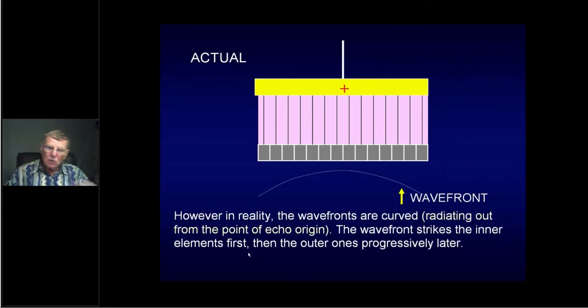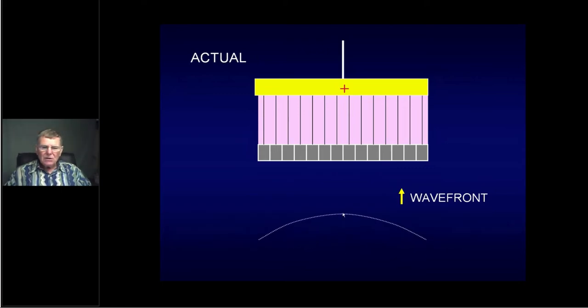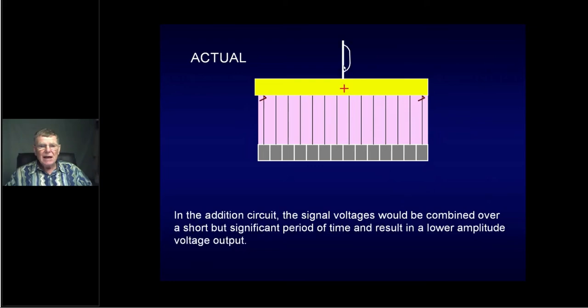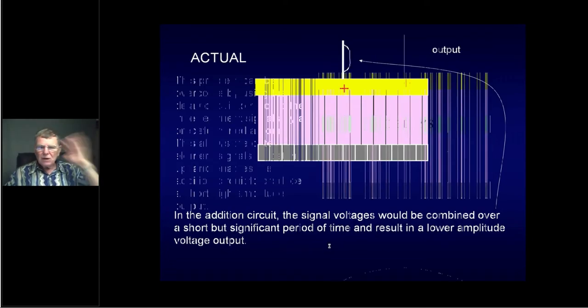Unfortunately, when an echo comes back from a point source in a patient, the wavefront radiates out in this curved fashion. So the wavefront of an echo is curved. Now, if this happened, the curved front would hit the inner elements first, and the little electrical signals will come up in this fashion. When they move up into the addition circuit, they will gradually add up together over a short period of time and get a longer, lower amplitude output signal voltage into the machine, which is much worse from your echo point of view.